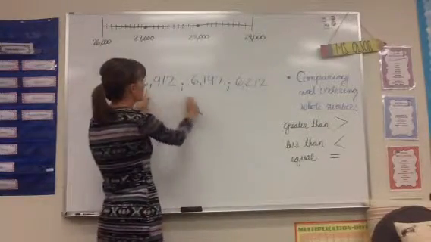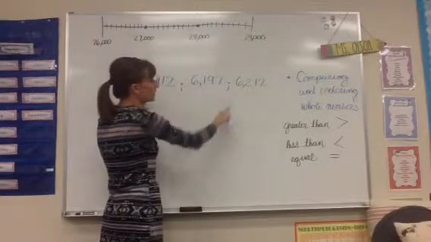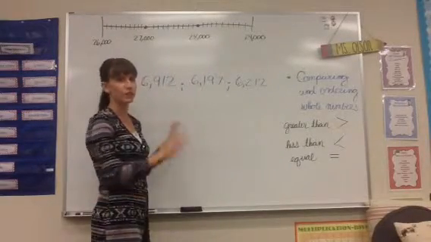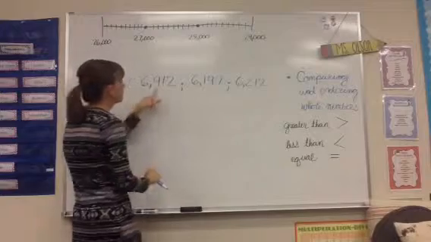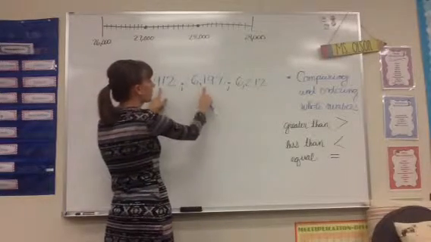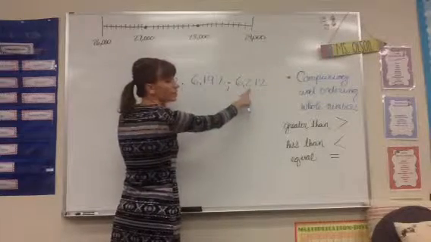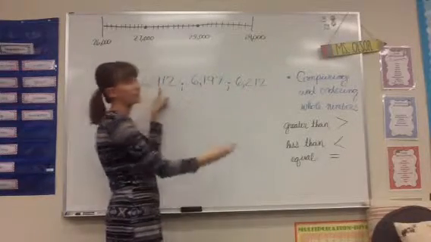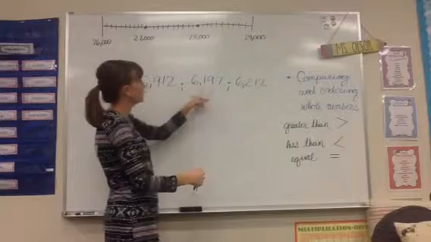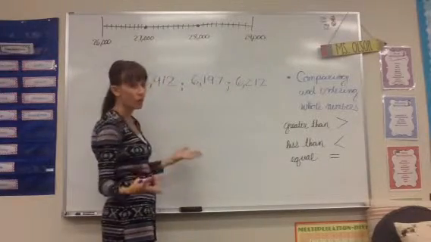We have a 6, a 6, and a 6. We can't determine anything yet. We need to move over to the right. We have a 9, a 1, and a 2. I made this easy for you already. So which one is the least? 9, 1, or 2? 1.